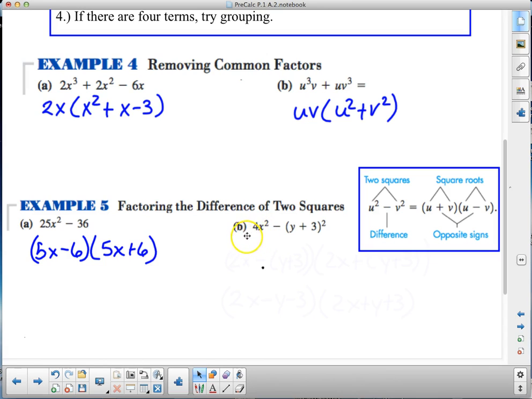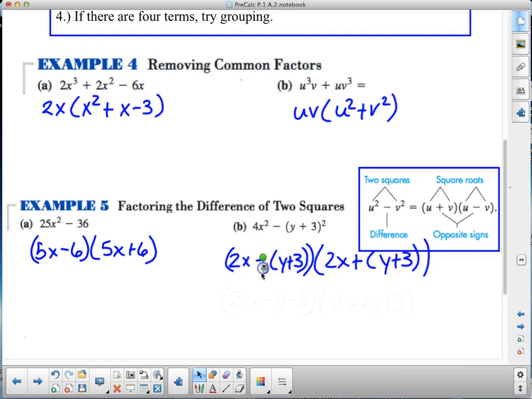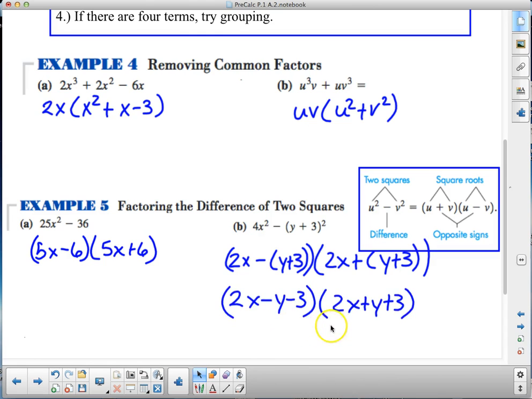Okay, and the next one looks weird, like something we haven't seen before, but I've got a perfect square here and a perfect square here. So I've got a difference of 2 squares. I've got 2x minus y plus 3, and I've got 2x plus y plus 3 again. Now, I can expand these a little bit if they were going to combine, but because of the x and y's, they won't. But it could look like this as my solution.